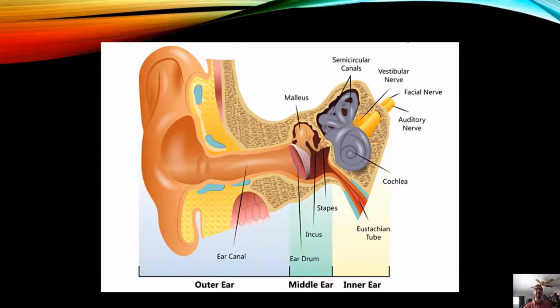So here we have a diagram of the ear. The outer ear, you can see the pinna and the ear canal. You can see how that goes to the eardrum, then to the ossicles, then it goes into the cochlea. Note the position of the Eustachian tube underneath kind of the middle ear and then going down into the skull just a little bit more.